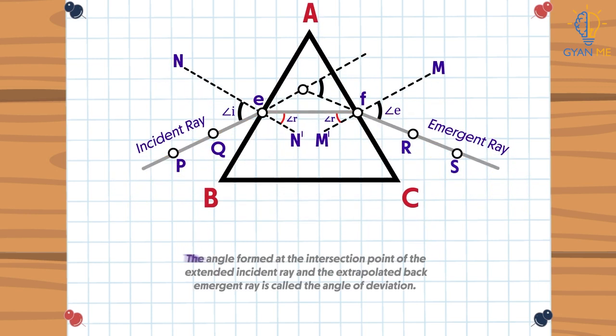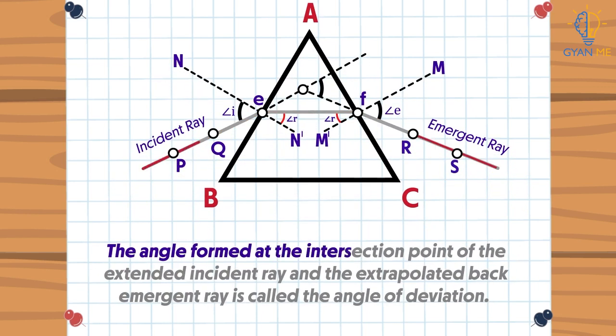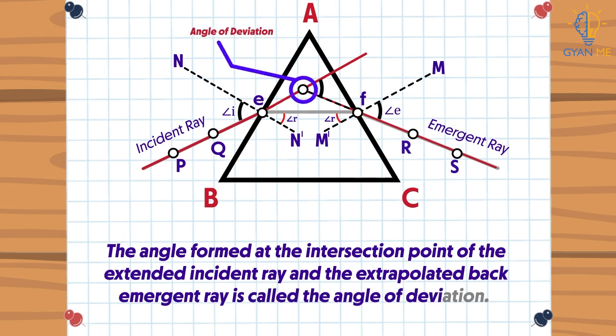Isn't it? Yes. Thus, the angle formed at the intersection point of the extended incident ray and the extended back emergent ray is called the angle of deviation. It is represented by the Greek alphabet delta or D.